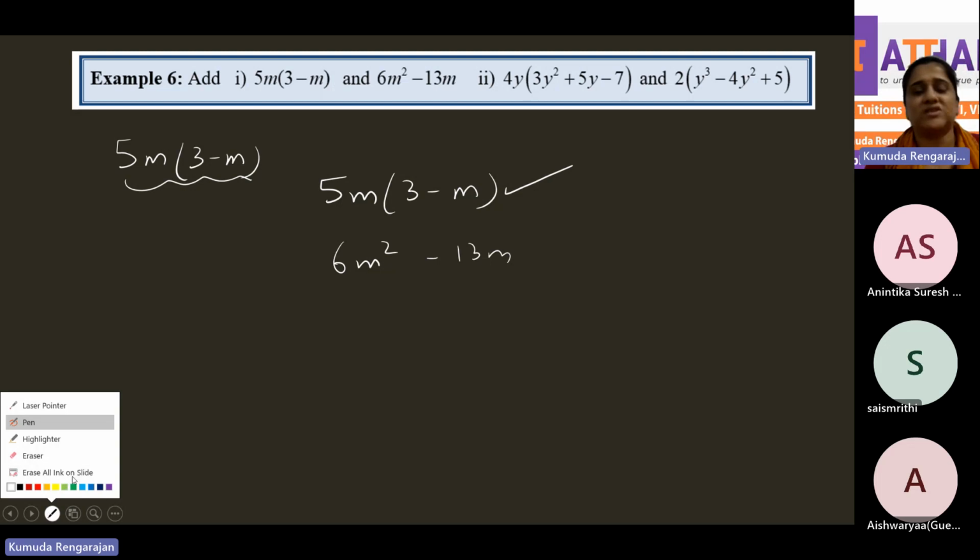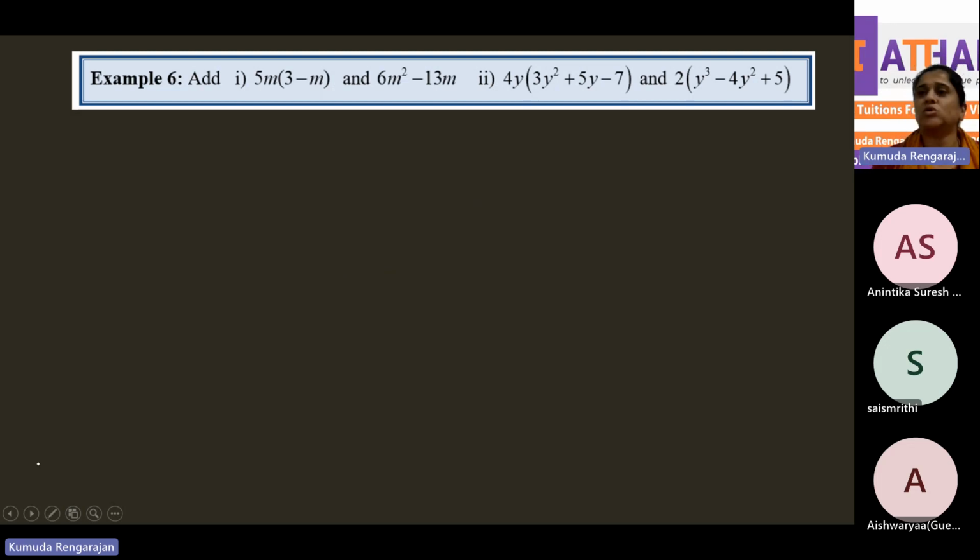So in such questions, you don't have to do the vertical method. You can do the vertical method when the terms are independent and you can place them one below the other according to the like terms. Otherwise, it's the horizontal method. You can do the vertical method or the horizontal method always. But when you have questions like this, you should do only the horizontal method. Like when you have to simplify 5m into 3 minus m, this has to be simplified. You cannot write it in the first row, second row and add. So this one you should do in the horizontal method.